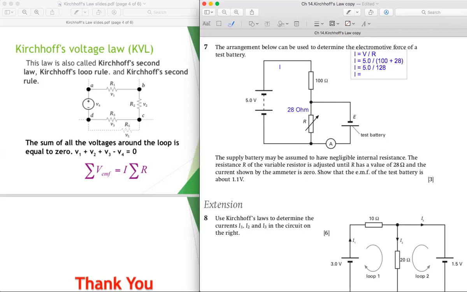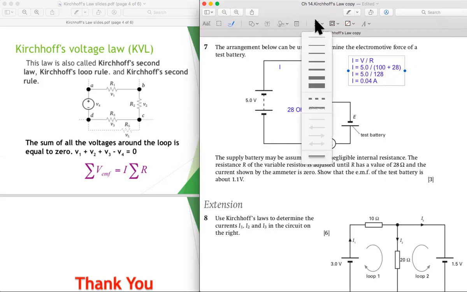5 divided by 128 equals 0.039, maybe 0.04. If we round it, 0.04 ampere. Okay, this is the current passing on this circuit, not passing on the test battery.